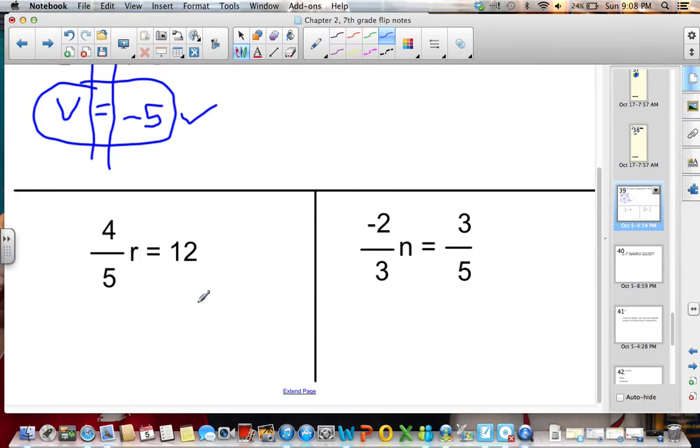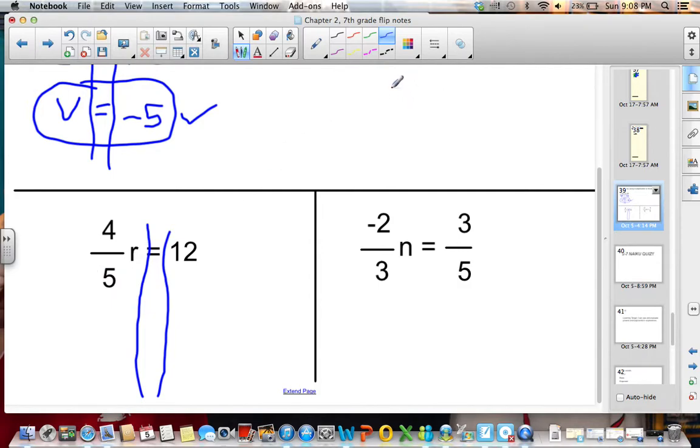This is where it gets a little bit more confusing. We have 4/5 r equals 12, which tells me that r is being multiplied by 4/5. So we want to know what number multiplied by 4/5 equals 12. So we can see that it's being multiplied. So what we would do after we do our train tracks is we would think that, oh, we need to divide both sides by 4/5.